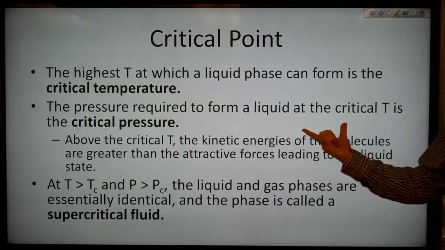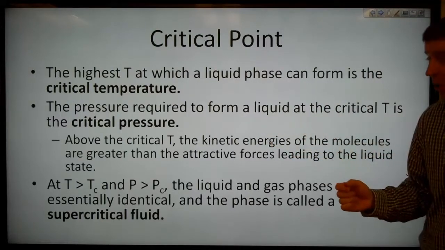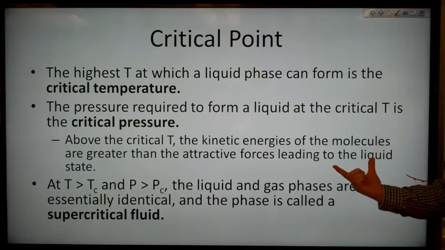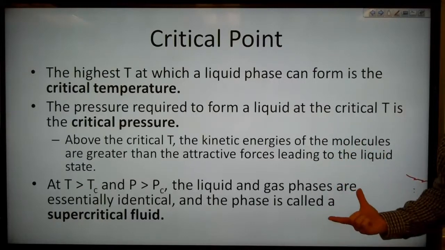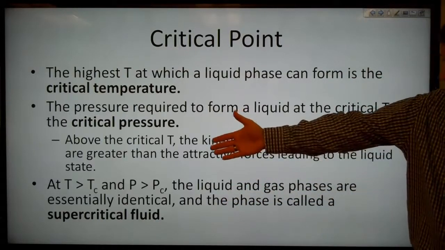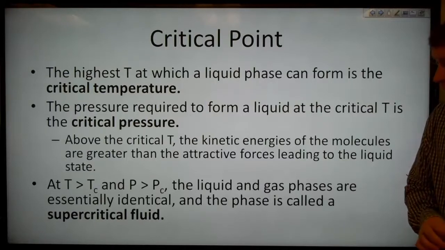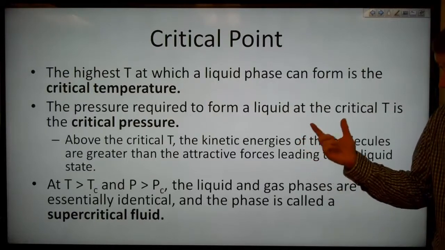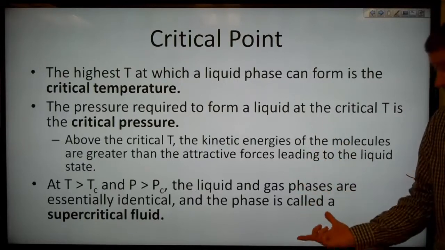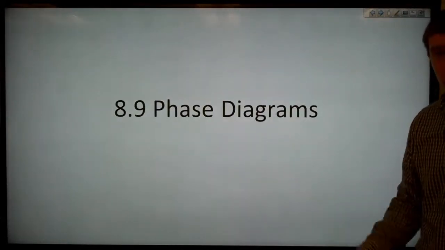and the pressure that's required to form a liquid at that critical temperature is what we call the critical pressure. And above the critical temperature, the kinetic energies of the molecules are greater than the attractive forces leading to the liquid state, so we just can't get a liquid to form at all. And so at temperatures greater than the critical temperature, and at pressures greater than the critical pressure, the liquid and gas phases are essentially identical. Their densities would be the same, and the phase is called supercritical fluid. So that was phase diagrams.